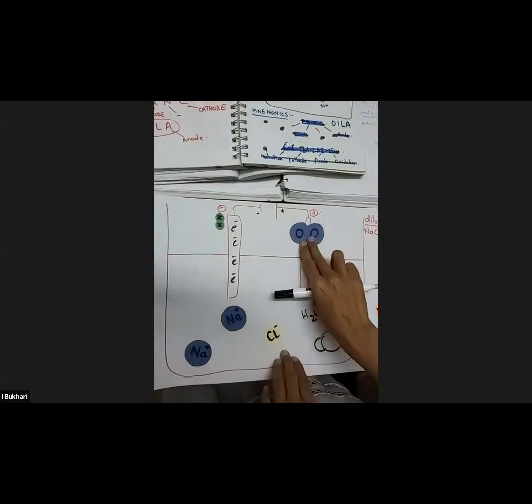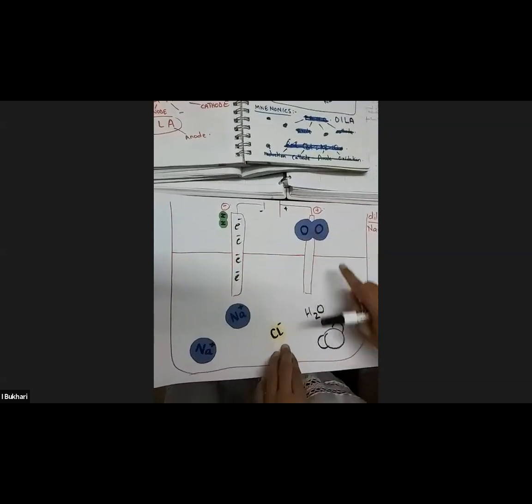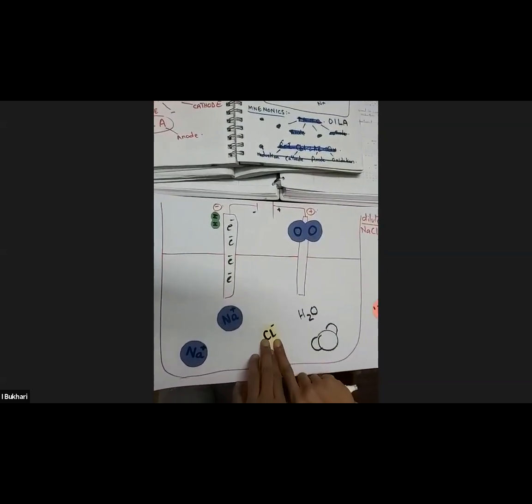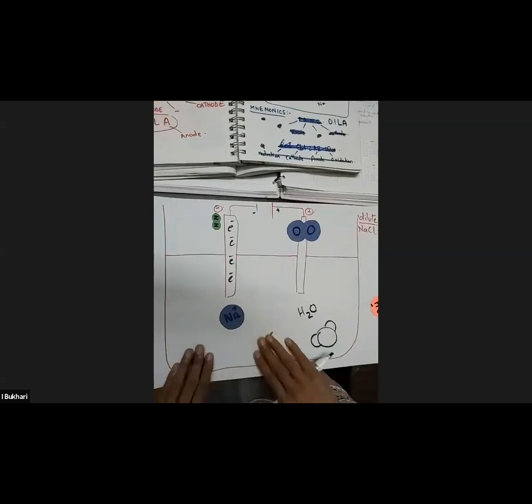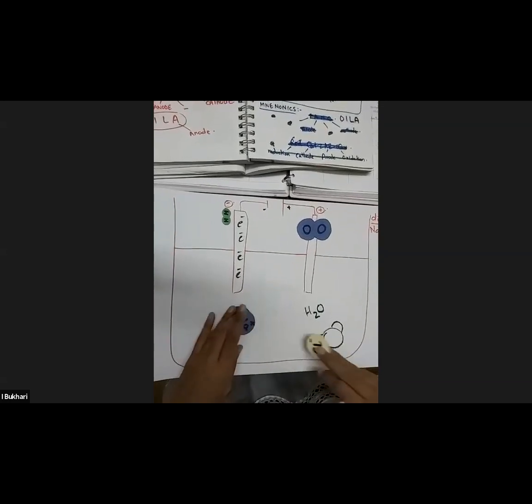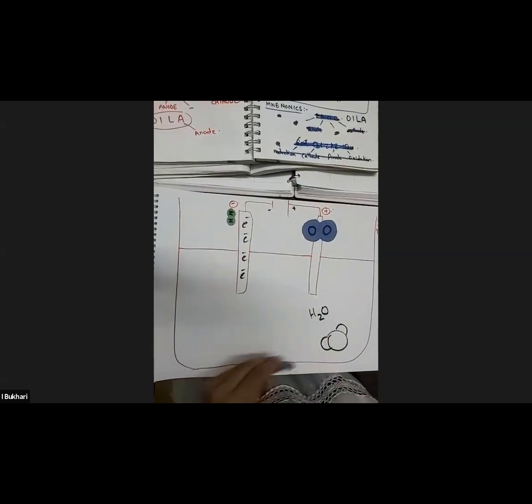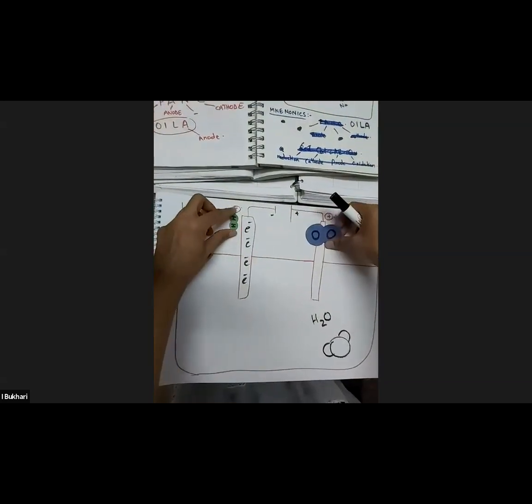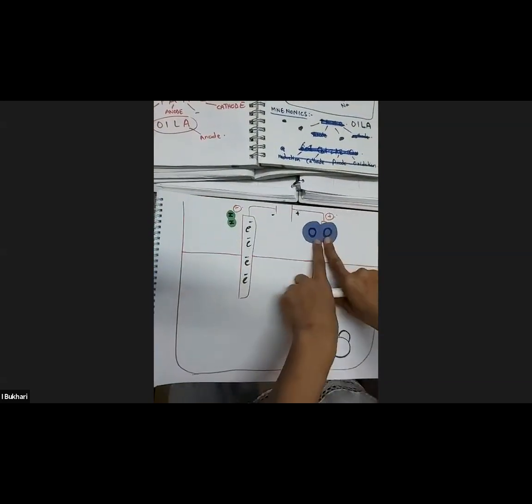Now, how did we get this oxygen? We'll talk about that in a bit. Is that it? Yeah, okay. Let's move on to the half reactions. What is the identification test for oxygen?